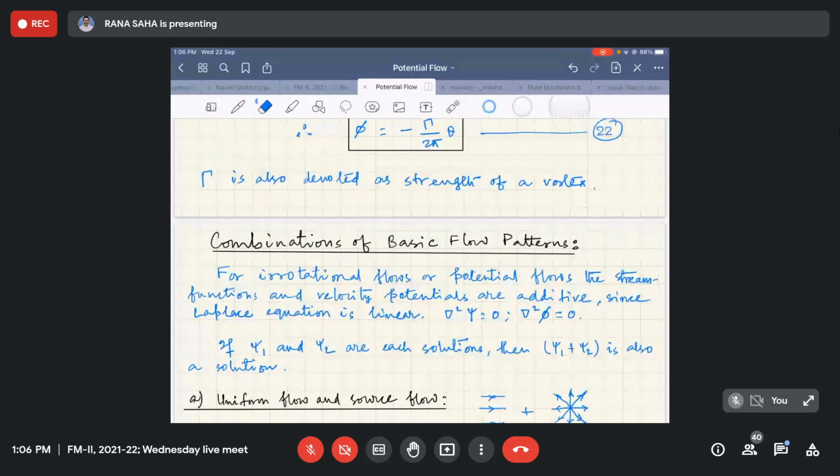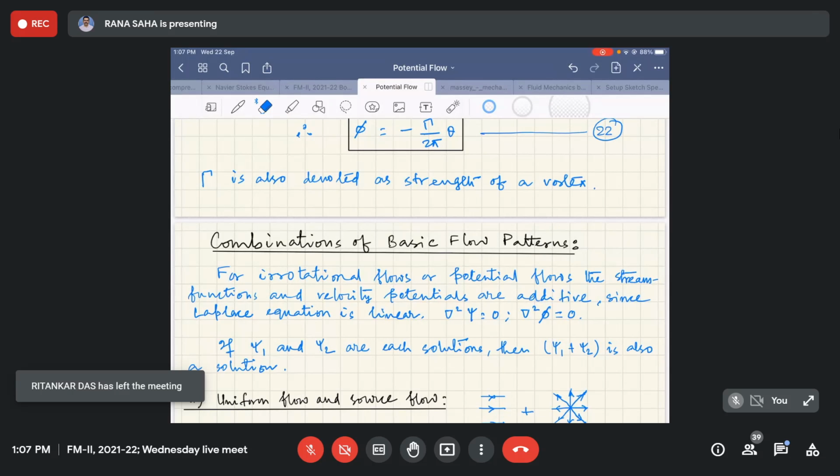From that we identified a particular phenomenon. Basically, this is kinematics. The entire treatment of potential flow is the kinematic treatment, but towards the end, we have tried to look into the dynamic perspective of the flow pattern.